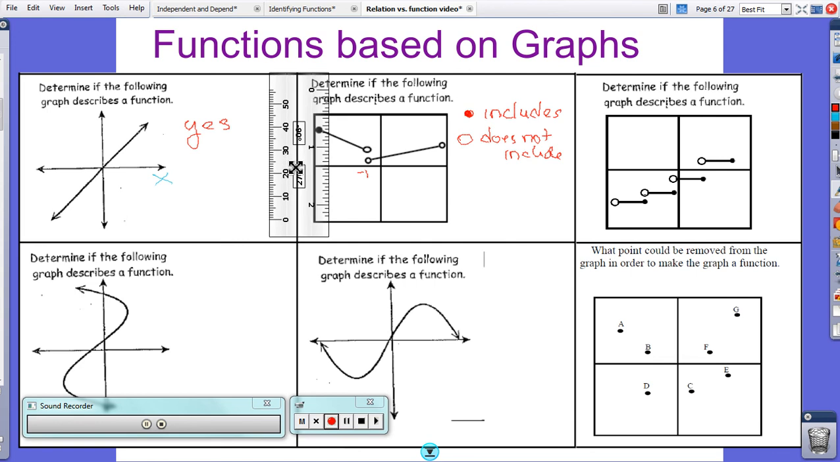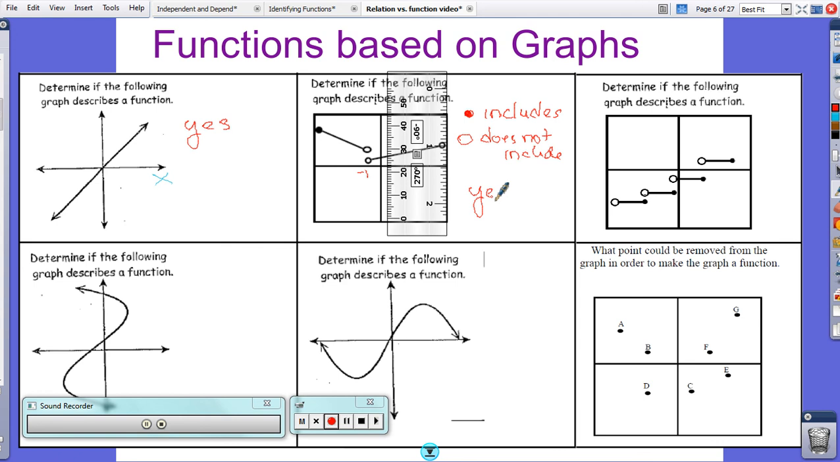So if you run your ruler over it, it looks like right here. Do you see how they're on top of each other? Normally that would tell us that the x's are repeating. However, I have an open hole and an open hole, which means it's not including the number. So in this case, it's not repeating. And once I go over the graph, I'm fine. I don't touch this function in two places. So yes, this is a function.